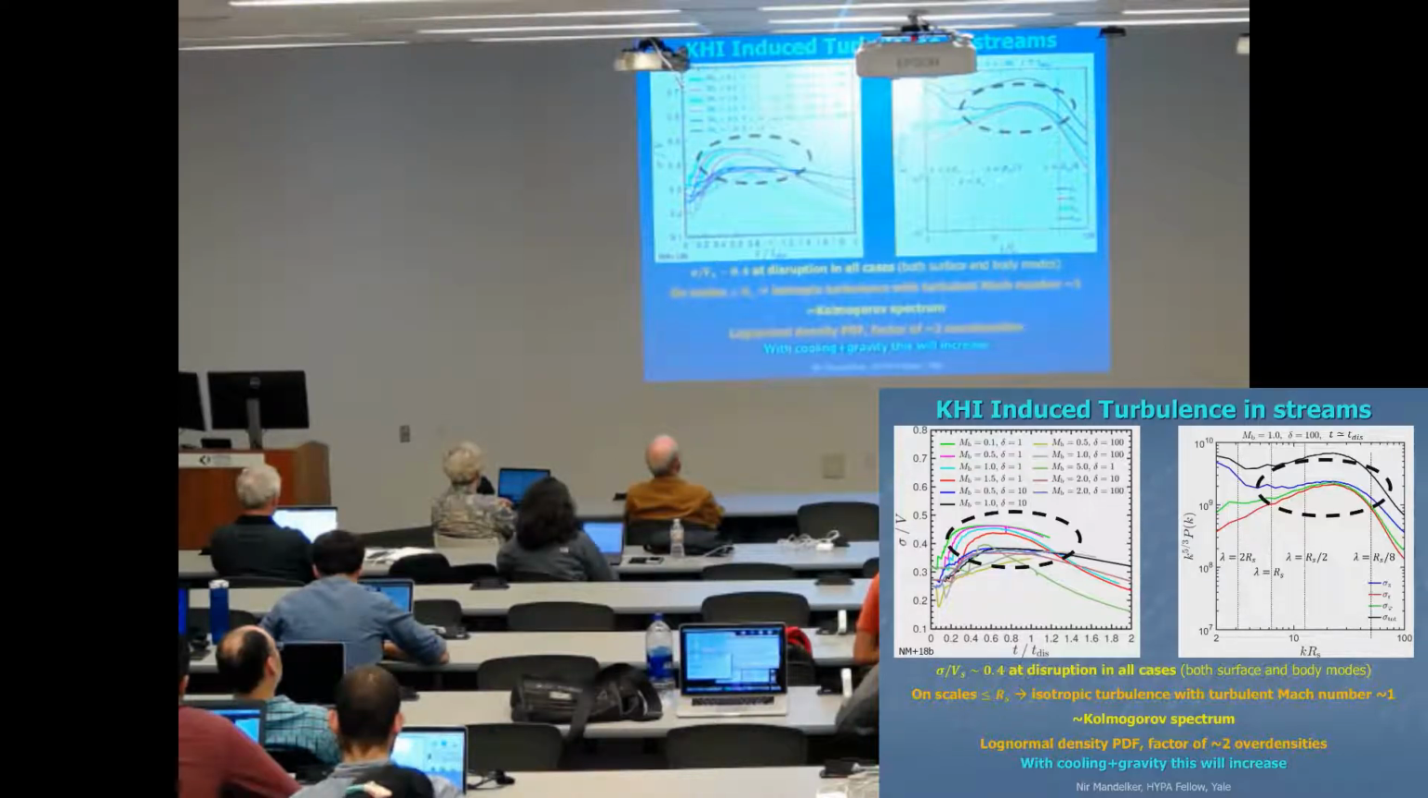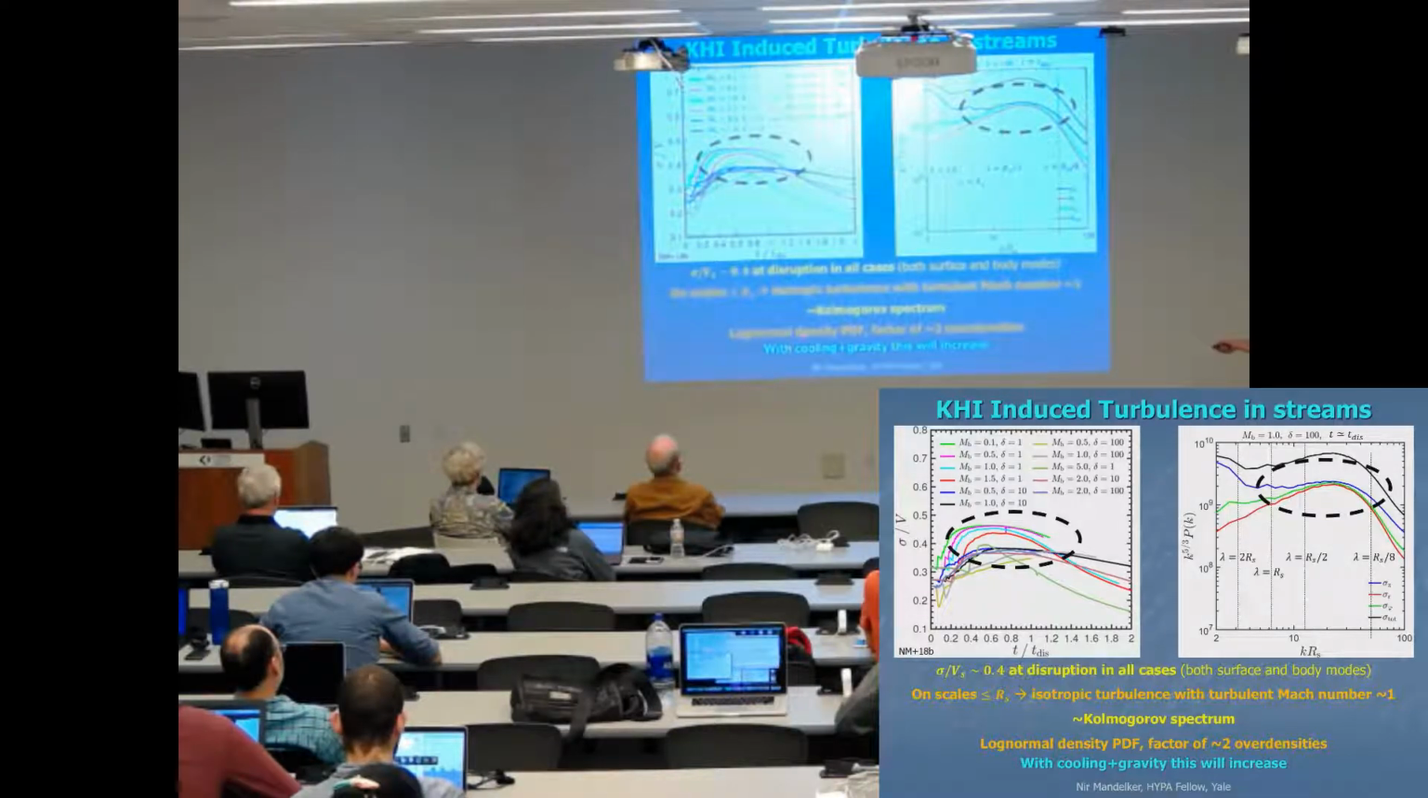But once you go down to scales that are of order the size of the stream and smaller, the turbulence becomes very isotropic. The turbulent Mach number is of order unity. And the spectrum is really close to Kolmogorov, which in these units would be a flat line. So we're really driving well-mixed turbulence in the CGM, in the streams after they've disrupted.